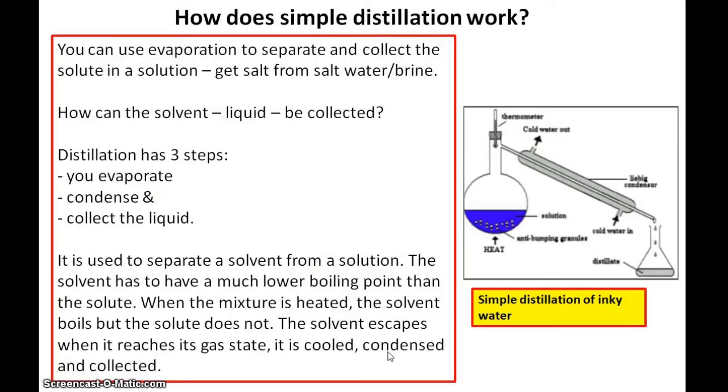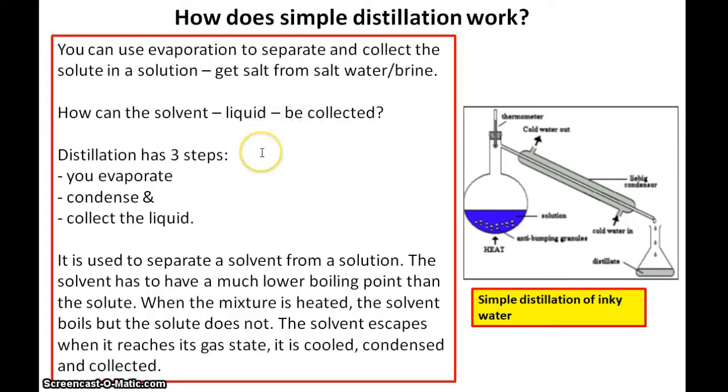Now, how does simple distillation work? This is easy to carry out in the lab if you have the right equipment. You can use evaporation to separate and collect the solute. So in evaporation, you want the solute, the solid, salt or sugar mixed with water. But in distillation, you want the liquid, the solvent, not the solid.